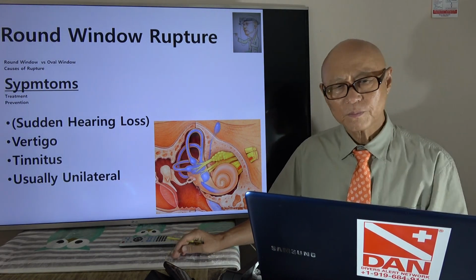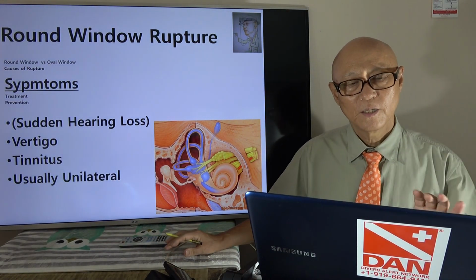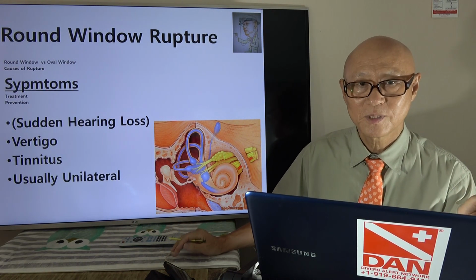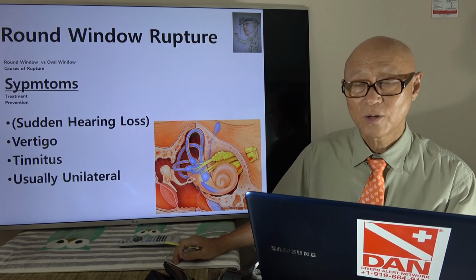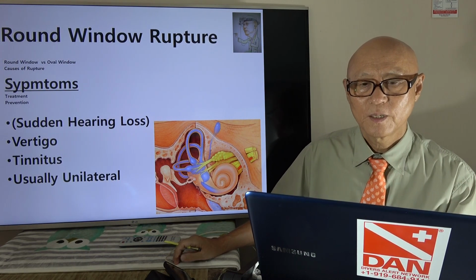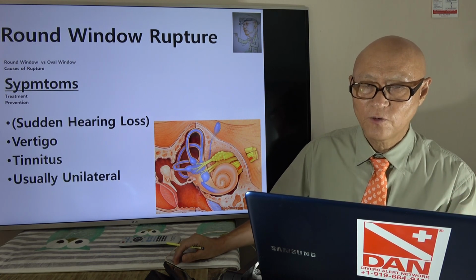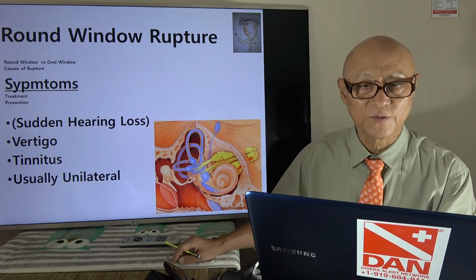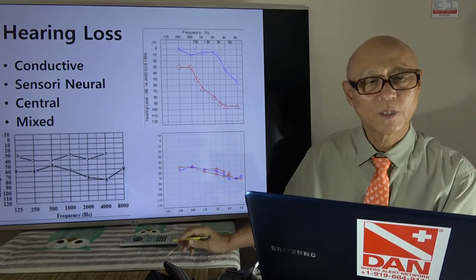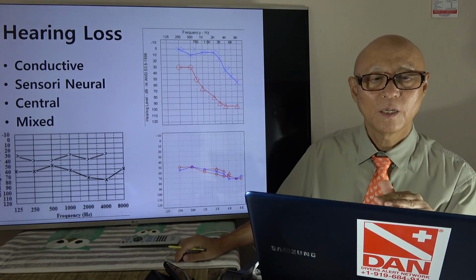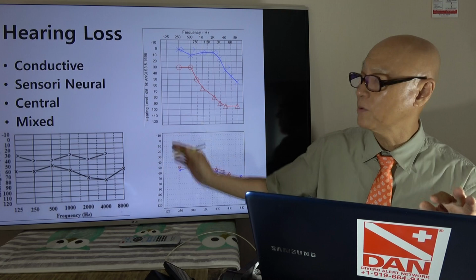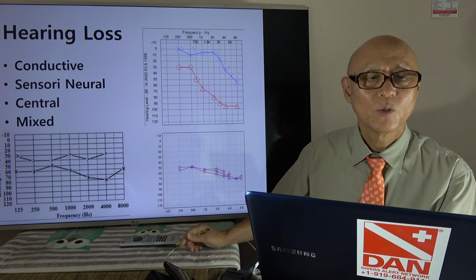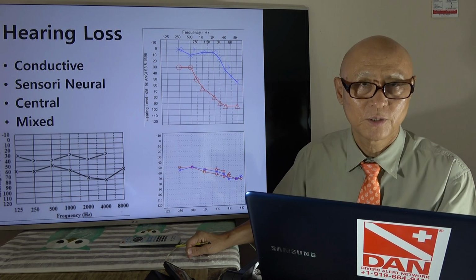Luckily and thank God, this usually comes on one side. If this comes on both sides, that means we can lose our hearing right there. But somehow, maybe the first round window ruptures and the pressure goes down and the other ear is saved. Hearing loss can be conductive, sensory, neural, central, and mixed type. On round window rupture, we have sensory hearing loss.